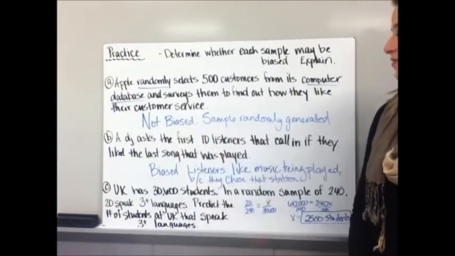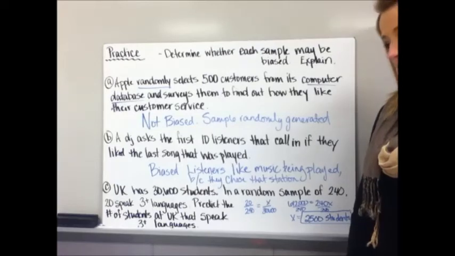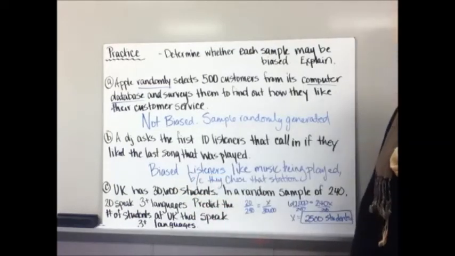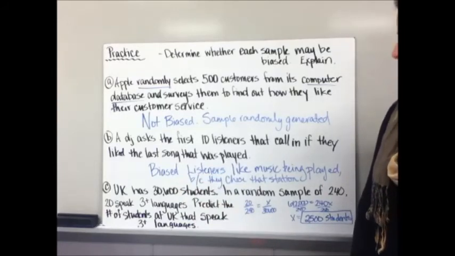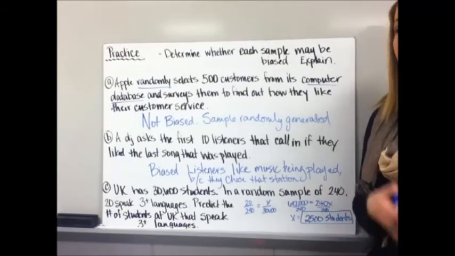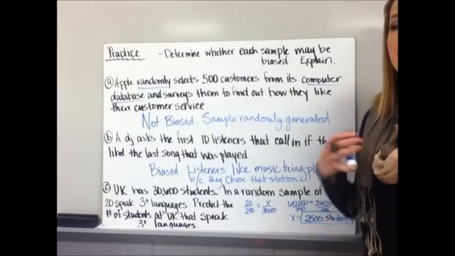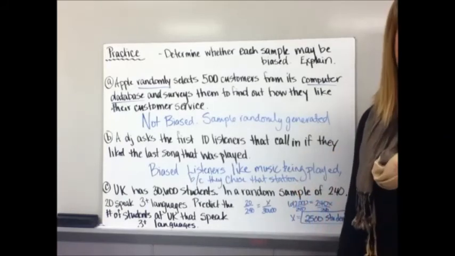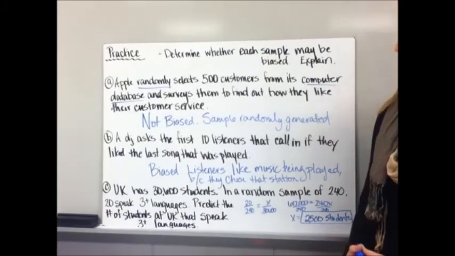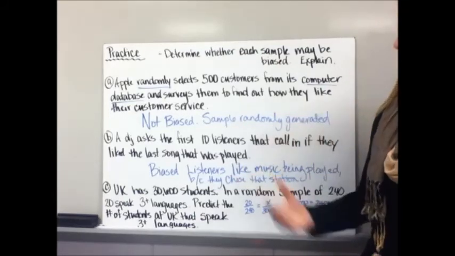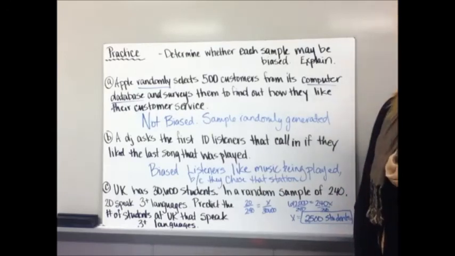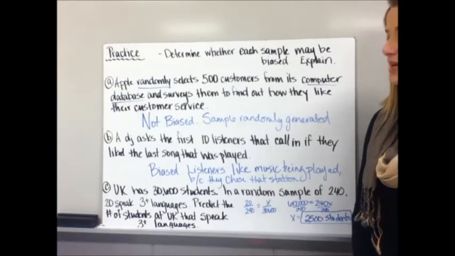Part B, a DJ asks the first 10 listeners that call in if they like the song that was just played. This would be bias, and that's because listeners like the music being played because they chose that station. Someone listening to a country station would naturally not like a pop or a jazz or a bluegrass song a lot of times because they chose a country music station. They're going to like what is being played on the most part because they chose that station. It was a convenience sample, not a random sample.